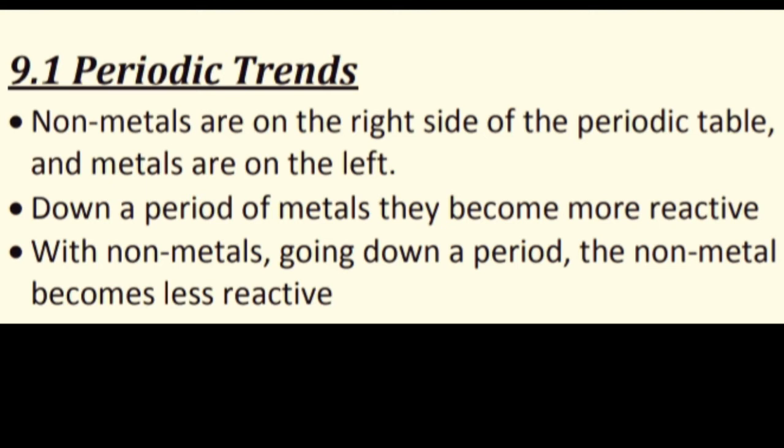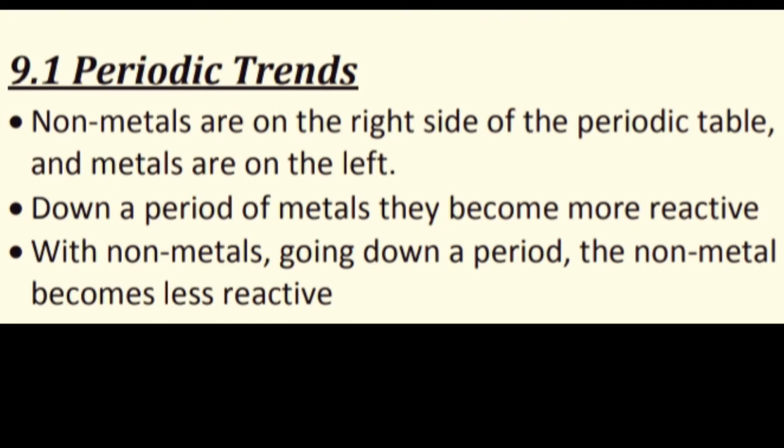So the outer shell electron can be lost very easily, and therefore metals are highly reactive. When you move from top to bottom, the atomic size and atomic radius increase. That's why the distance between the nucleus and the outer shell electron increases, so there is less attraction and the outer shell electron can be lost very easily. This is the reason the reactivity of metals increases from top to bottom.